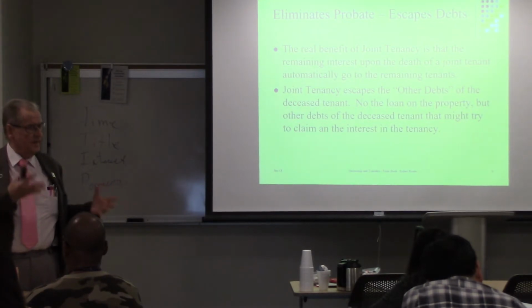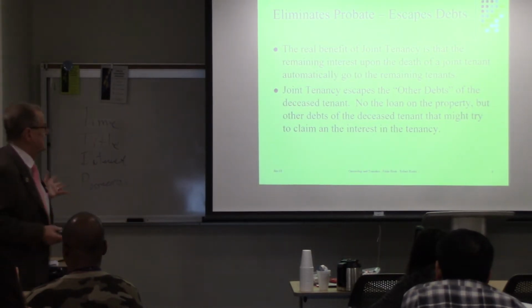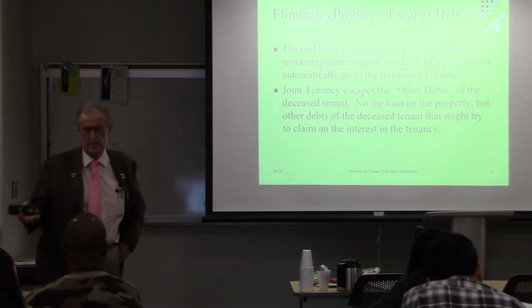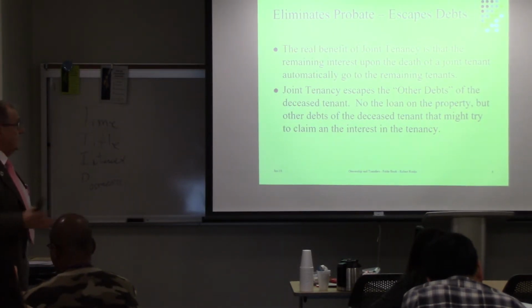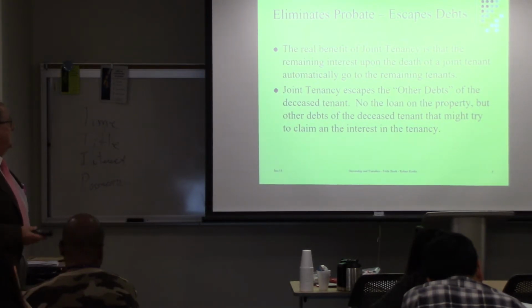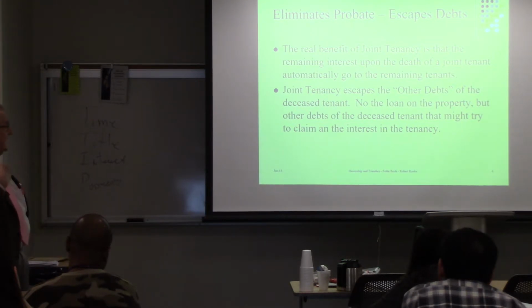We would simply record the notice of death of a joint tenant. We'd have to have a death certificate to go with it. And we would record that, and when we recorded that, that would take care of it. Then it would just automatically go right into my name. The real benefit of joint tenancy is the remaining interest on the death of a joint tenant automatically goes to the remaining tenant or tenants. Joint tenancy escapes other debts.